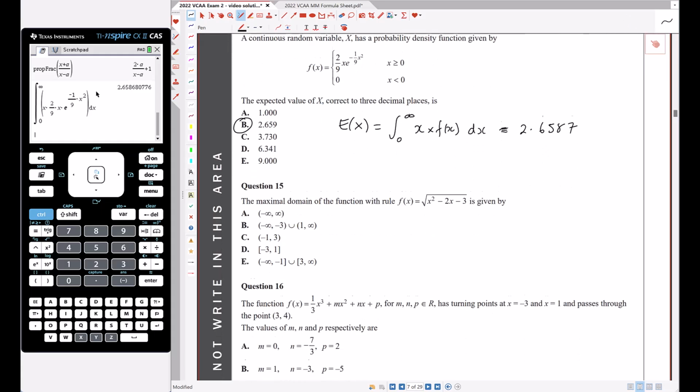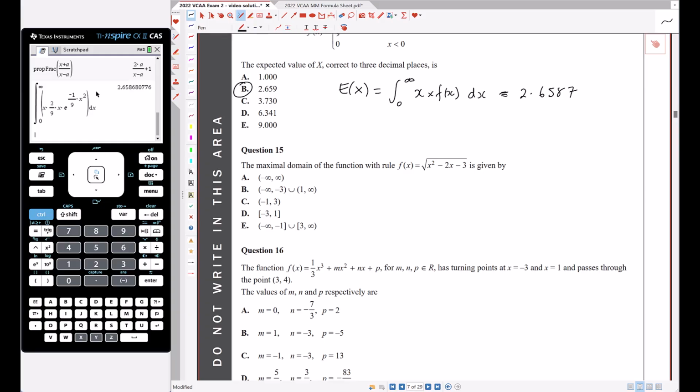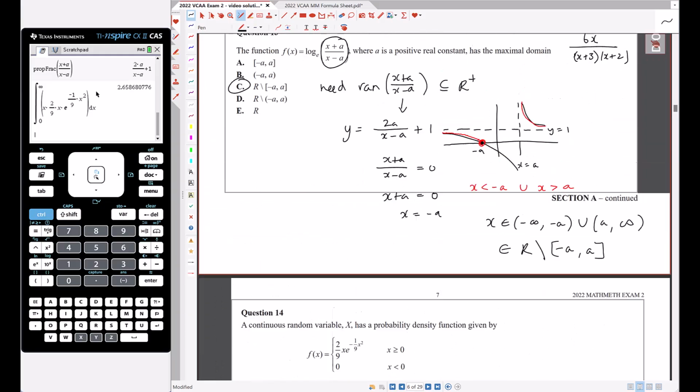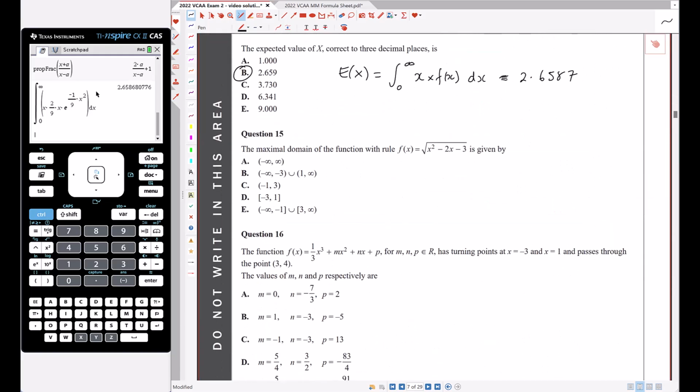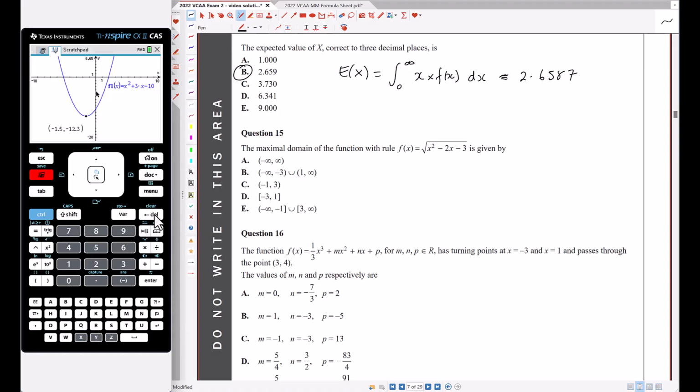Okay, maximal domain of the function with this rule. Okay, so again, this is quite like this question up here, question 13. In fact, it's probably a bit easier because we could just draw our CAS to have a look at it. That would be the quickest way probably if we're not sure about the algebra here. So if I just drew the square root of, sorry, something there. Let's try that again. Square root of x squared minus 2x minus 3.